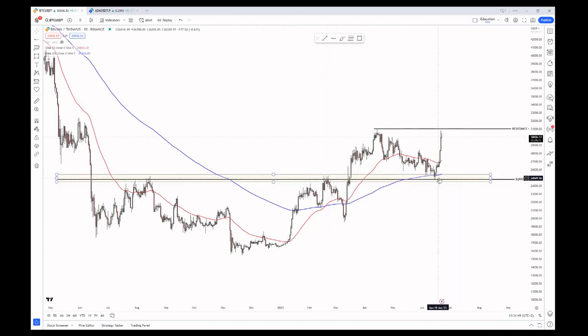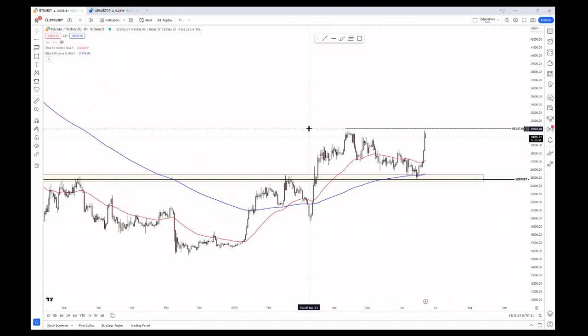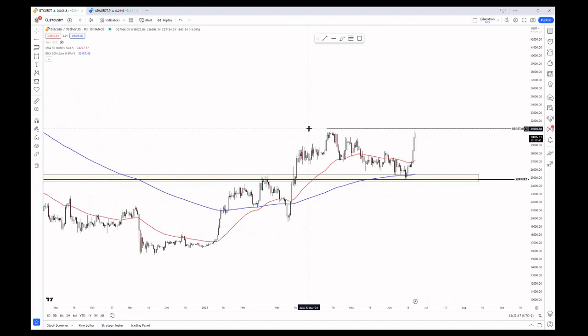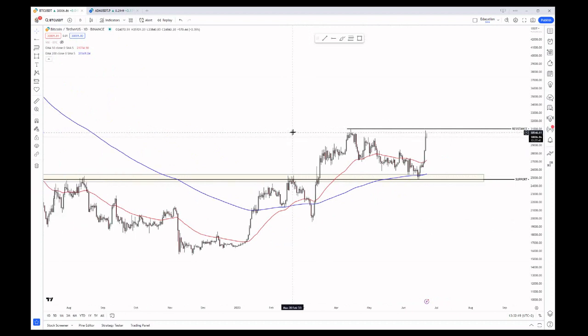This was also, I think, the CB call for the 25,300 long on Bitcoin. Well, it was a perfect entry. So as you can see, based on support and resistance. On every time frame, on every chart, you can look for support and resistance.